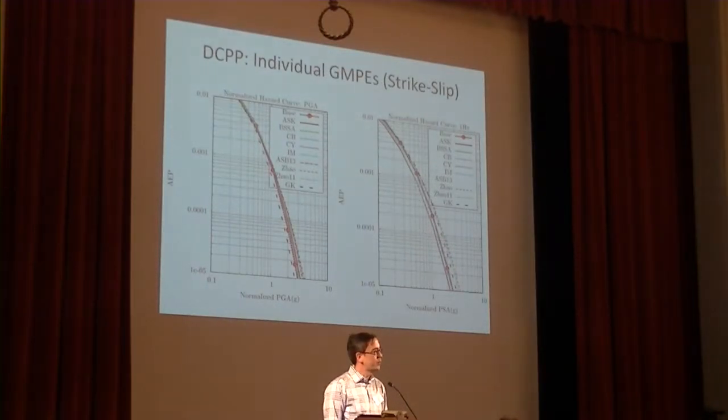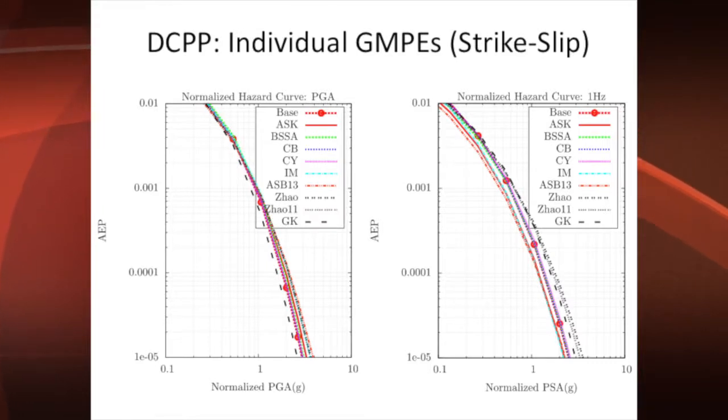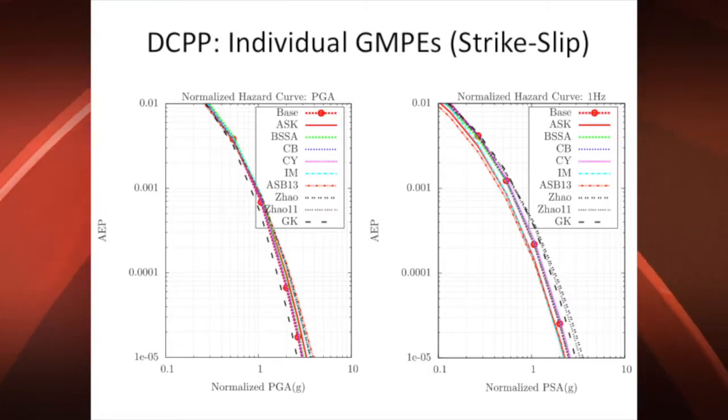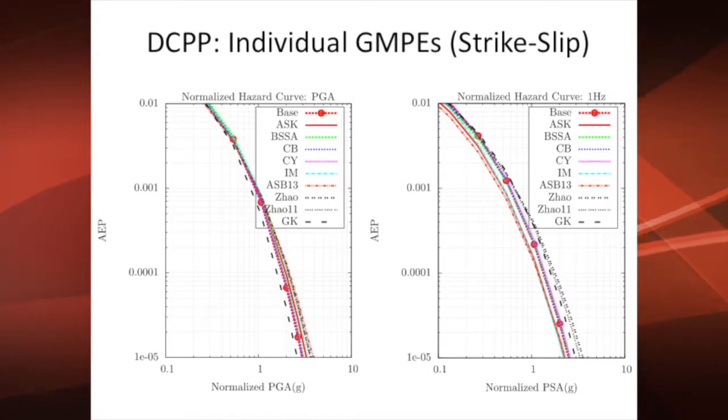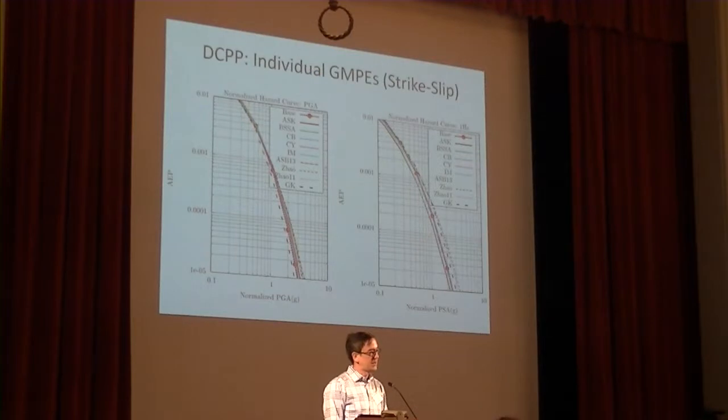One of the things you can see is that for the PGA value, the distribution of hazard curves is a little bit tighter than for 1 second or 1 hertz. And as we had mentioned, we're going to show the comparison with the Grazier and Kalkin model. At PGA, it tends to be on the lower side of the distribution, and at 1 hertz, it tends to be on the higher side. Now, at the higher side for 1 hertz, you can also see that you've got the 2 Zhao models. And so if you go back and look at the ground motion models, they predict higher ground motions at 1 second relative to the other GMPEs. This is for the strike slip case.